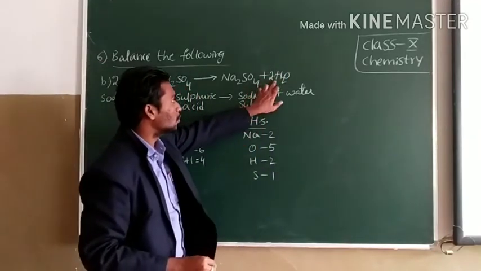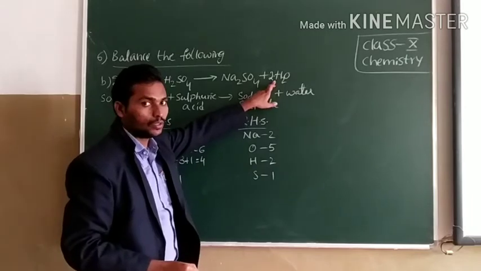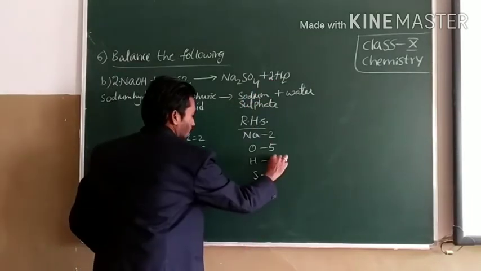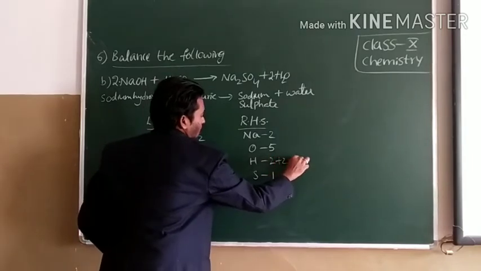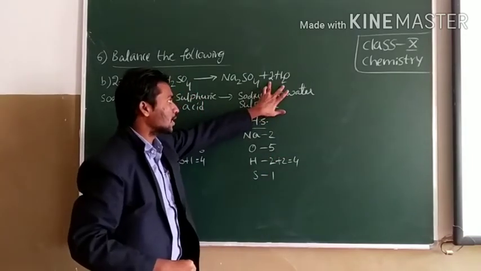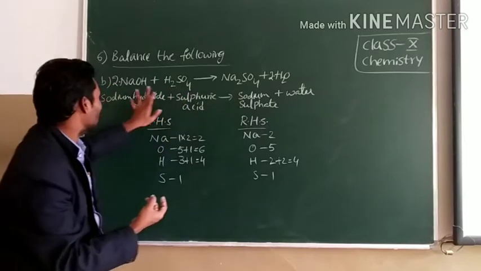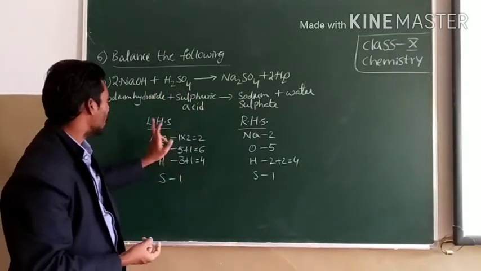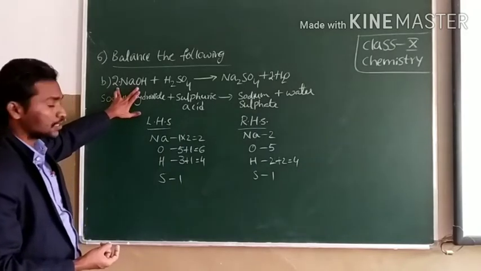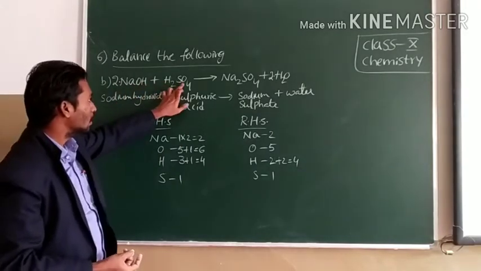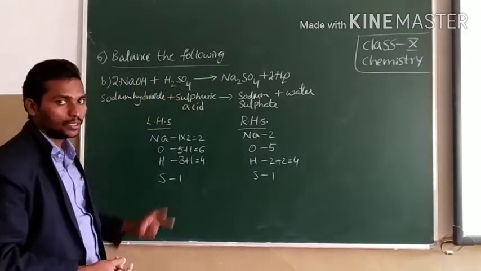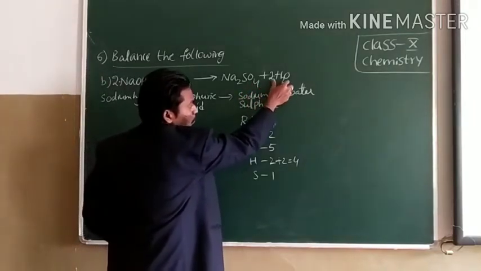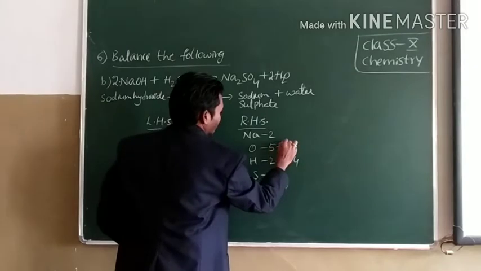Write 2 before the H2. Now let us see. 2 into 2, 4 hydrogen atoms. 4 hydrogen atoms on RHS side and 4 hydrogen atoms on LHS side. Next, let us see oxygen atoms. Oxygen atoms on LHS side, here 2 plus 4, 6. On RHS side, here 4 plus 2, 6.